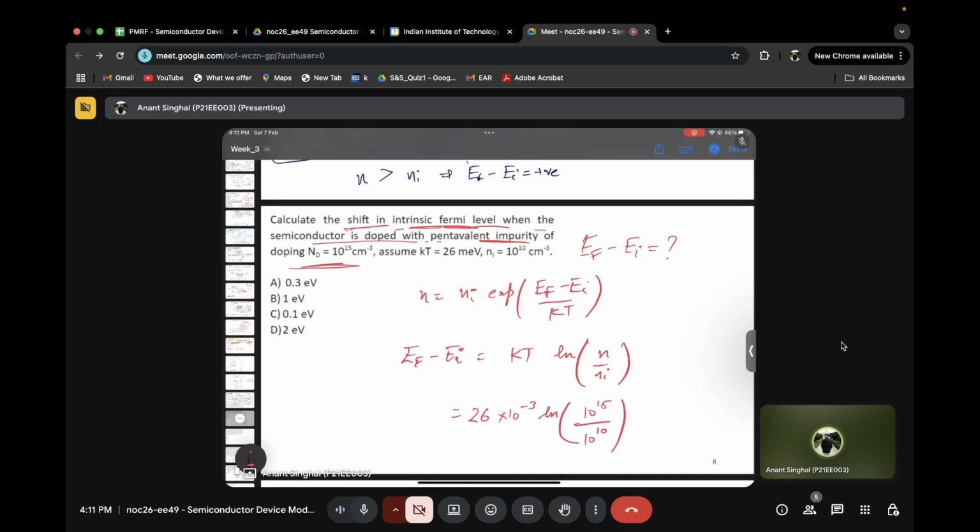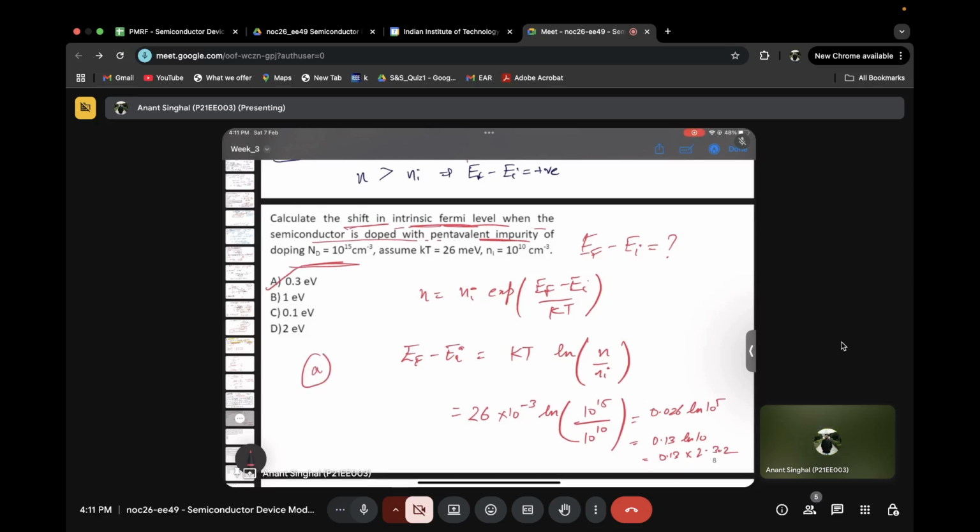Okay, let me calculate. It's 0.026 times ln of the ratio, which should be around 0.13 times ln 10. This should be 0.13 into 2.303, so it should be around 0.3. That is correct. So option A is the correct answer. Is this clear to everyone?